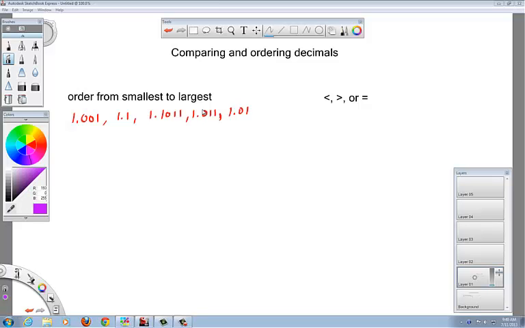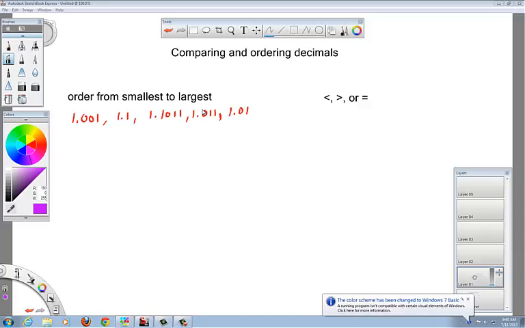Hello, everyone. One of the most confusing things in the entire world, I'm going to prove it to you, is comparing and ordering decimals. Every time I've ever taught this, when I put this problem on the board and say, go ahead and put these red numbers in order from smallest to largest, almost everybody gets it wrong. So I'm going to invite you to try it. Put these red numbers in order from smallest to largest. Pause the video and try it.